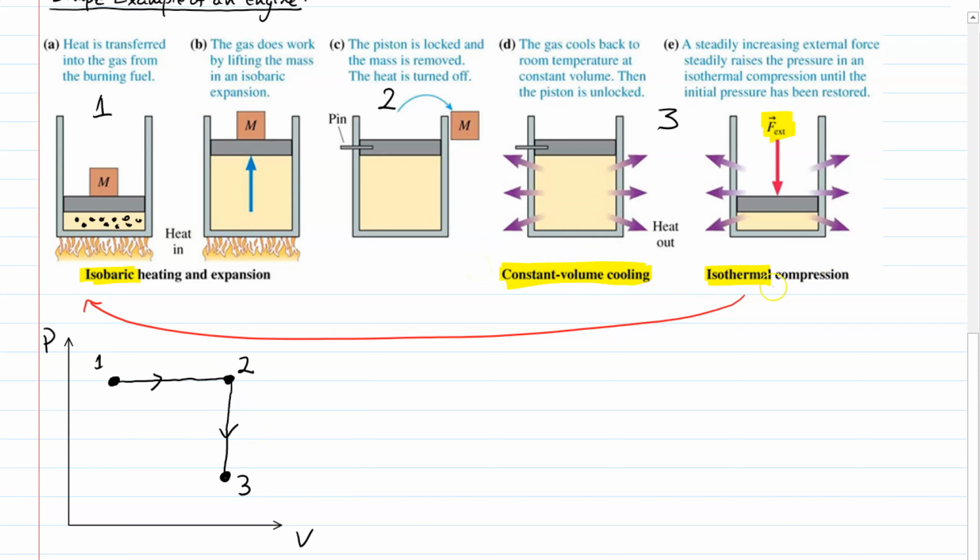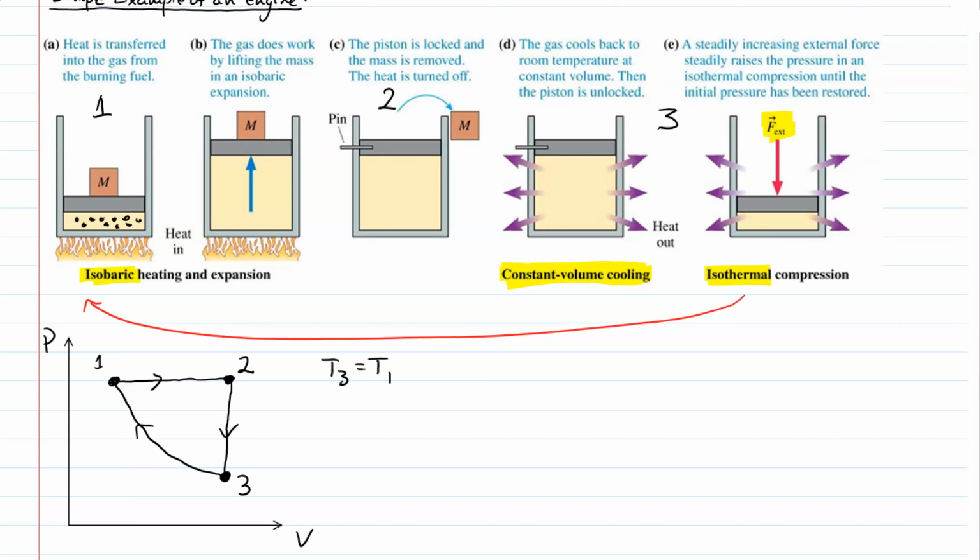And then isothermal compression, I'm going to push the gas down, keeping it at the same temperature. So the temperature of 3 is the same as the temperature of 1. So something that looks like that. So that's my isothermal compression. Okay, so the temperature of 3 is equal to the temperature of 1.